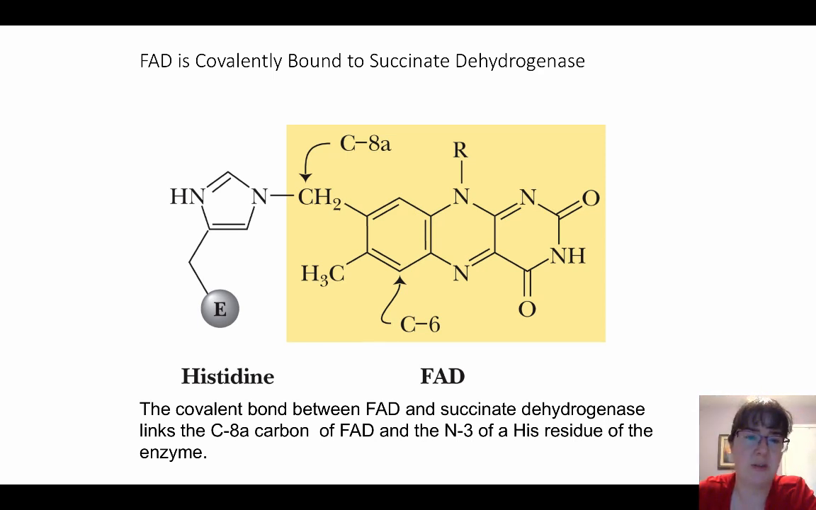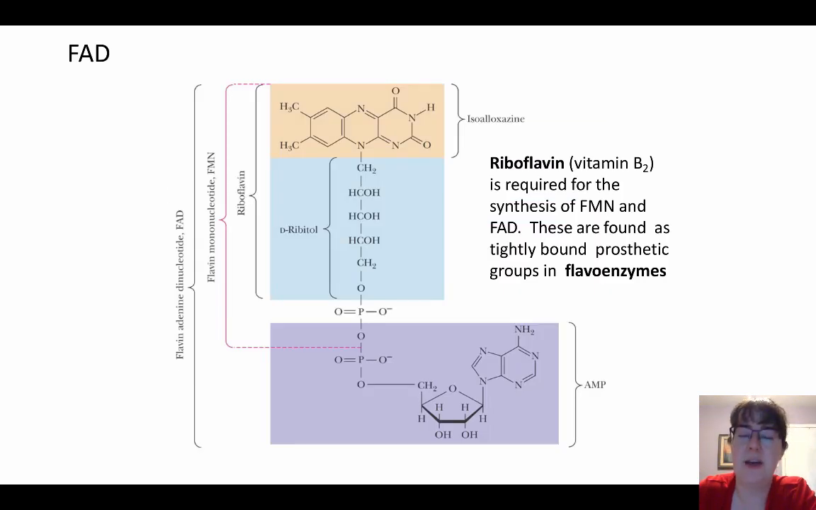So there's our attachment via a histidine residue. So this is that reminder. So for your FAD, you do need riboflavin, which is vitamin B2, required for the synthesis of both FMN and FAD. We'll be taking a look at FMN later.